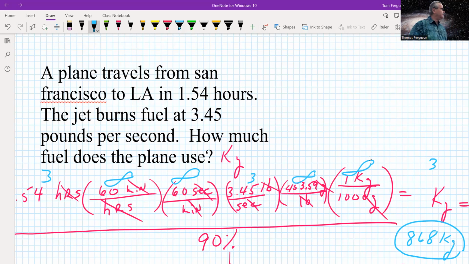All right, any questions about that one? Well, using the 3.45 pounds per second, this is how many pounds we've got. Once we get pounds, that's right here. If we stop there, it would give us pounds, not kilograms. We have to continue on, pounds to grams, grams to kilograms. Was that your question?